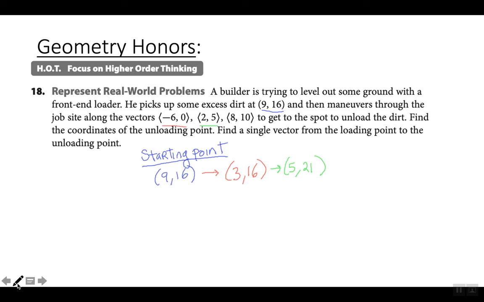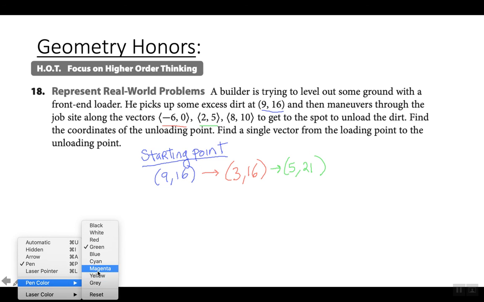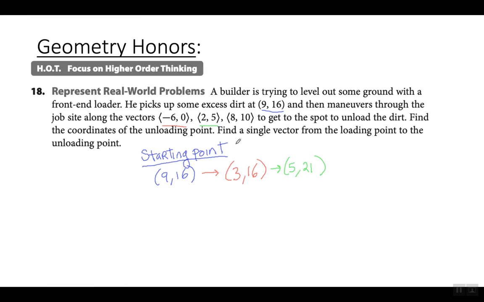Okay, and let me just change my pen color to, I think this is pink, or purple, I'm not sure. If I apply that vector now to these coordinates, I gotta add 8 to whatever x is. 8 plus 5 is 13, and I gotta add 10 to whatever y is. Y is 21. 21 plus 10 is 31. So let's just call this my endpoint.